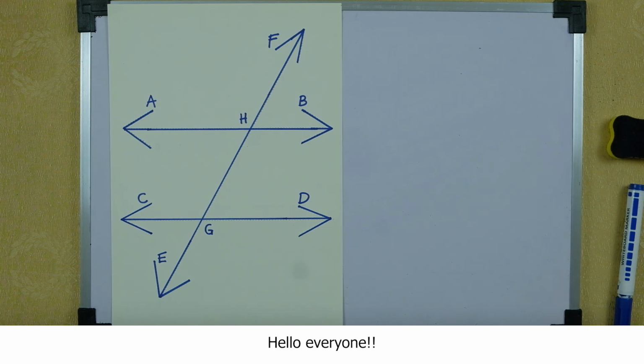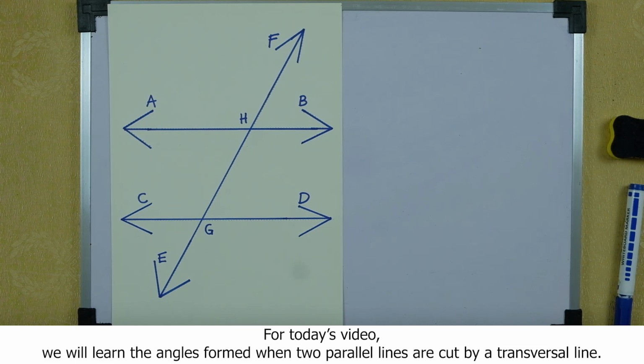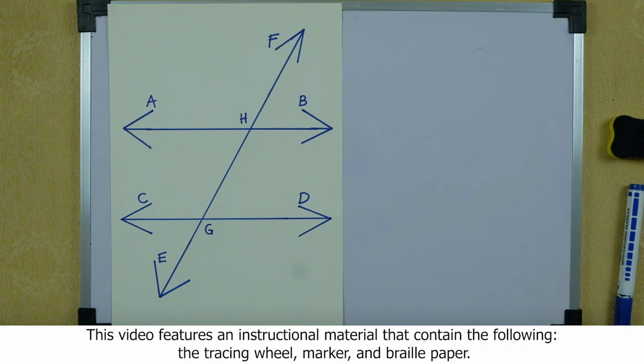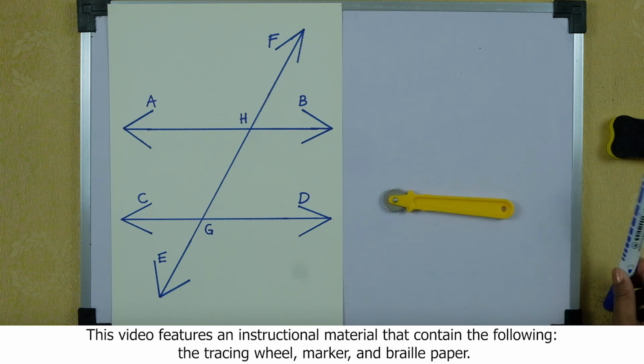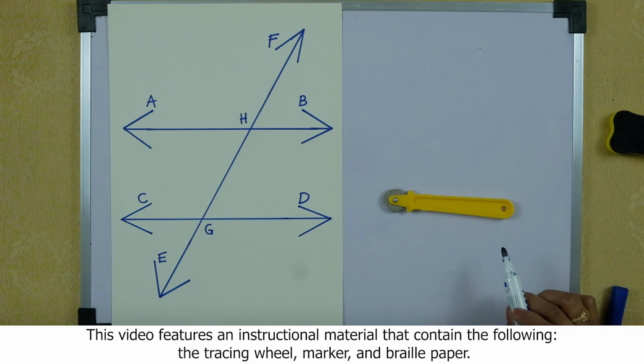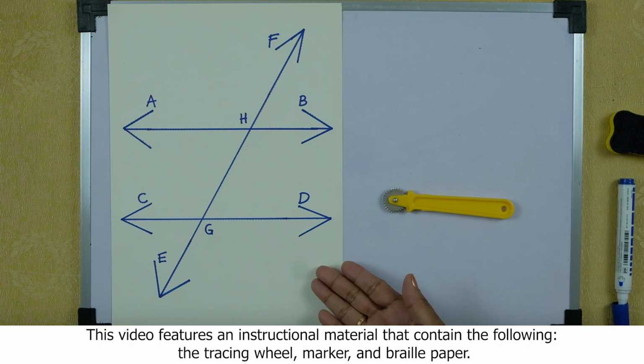Hello everyone! For today's video, you will learn the angles formed when two parallel lines are cut by a transversal line. This video features instructional materials that contain the following: the tracing wheel, a marker, and a braille paper.